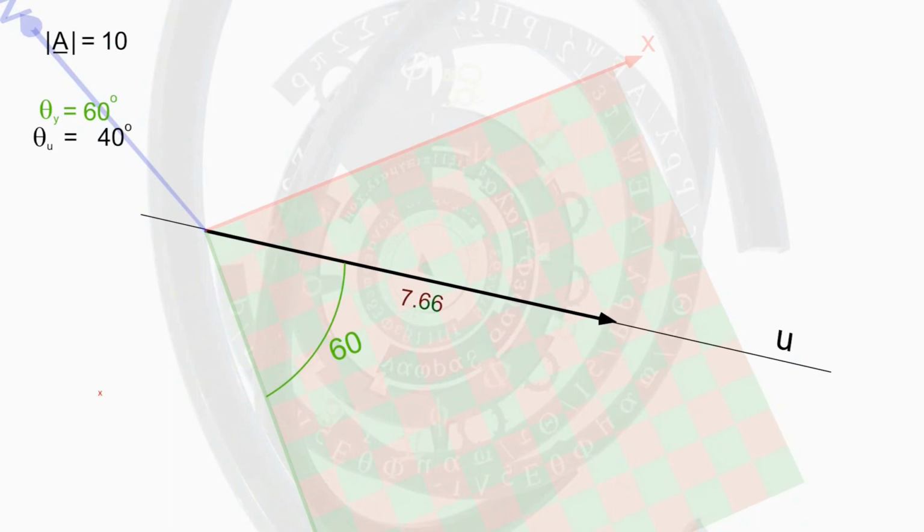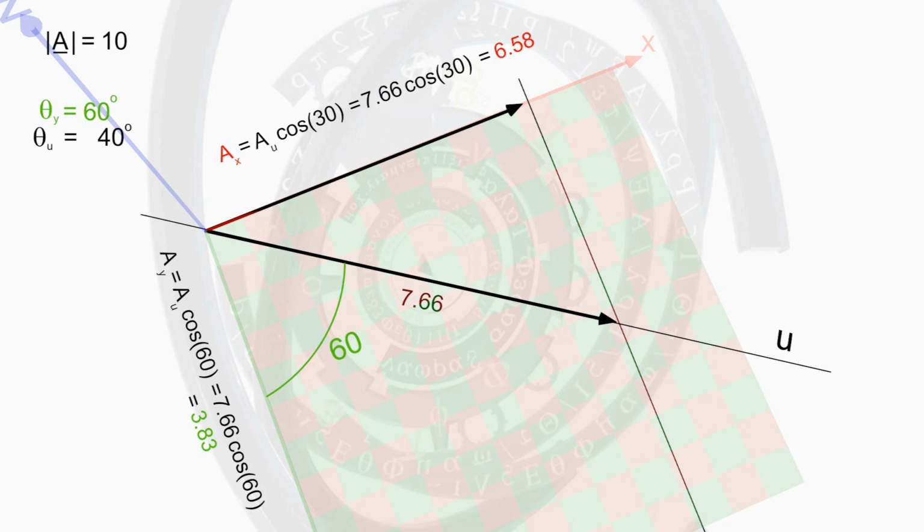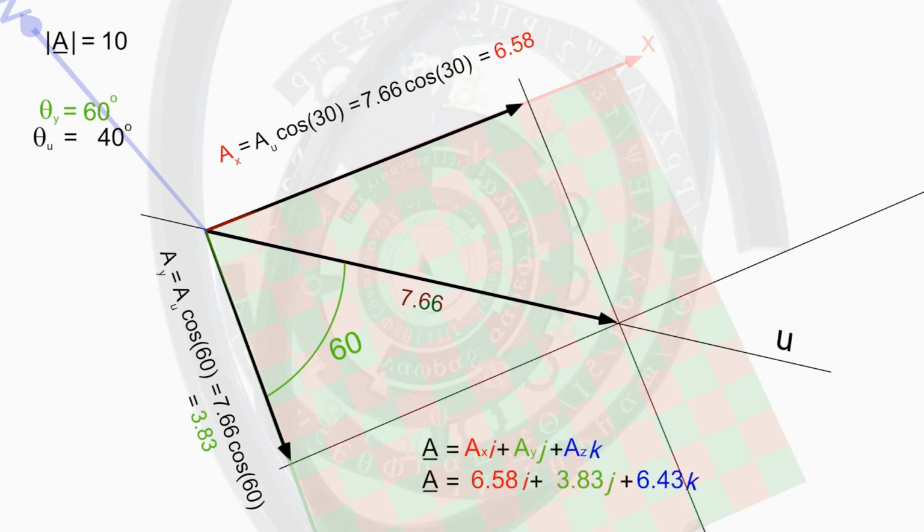Now we will use the component projected on the axis u, and project this component again over the x and y axis to find the x and y components. After finding all orthogonal components, we can build the rectangular representation of the vector.